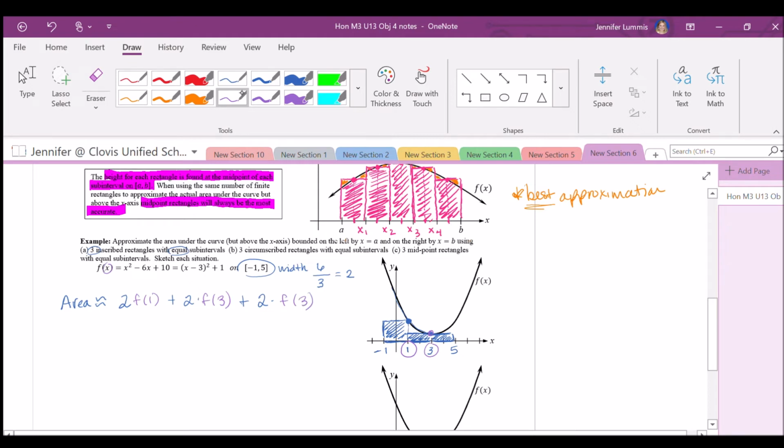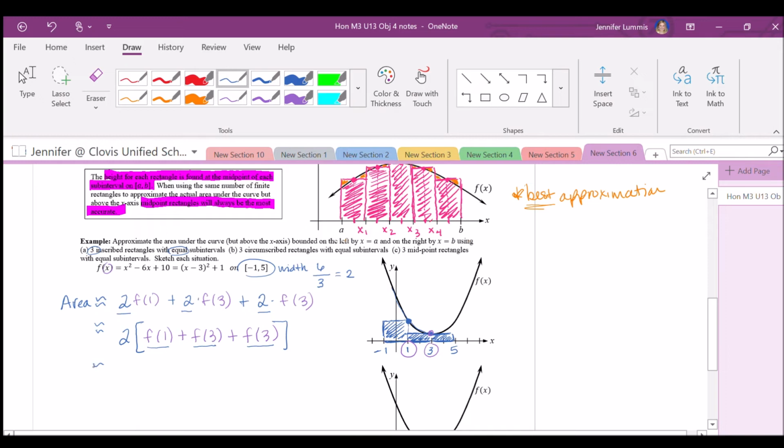All right, so whenever we have equally spaced rectangles, we have what's known as the common width of 2. So to make the math go a little bit faster, what we'll start doing is factoring out the common width, which will leave inside f of 1 plus f of 3 plus f of 3. And that is the height of each rectangle. So 1, 2, 3 heights for 3 rectangles. Okay, so I've left them inside.